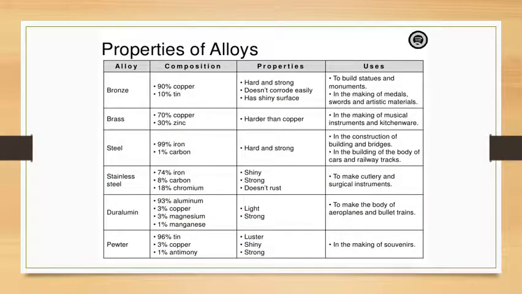Okay, so here's an example here. Bronze, its properties are hard and strong, doesn't corrode. It's made of copper and tin. Brass, copper and zinc, harder than copper due to the zinc. Steel, we've already looked at that, it's hard and strong due to the little bit of carbon in there. Stainless steel, a combination of those particular metals, means it has the properties of being strong and shiny. And duralumin, aluminium and copper, used to be light and strong. And pewter, combination of 96% tin, 3% copper. Okay, luster, shiny and strong.